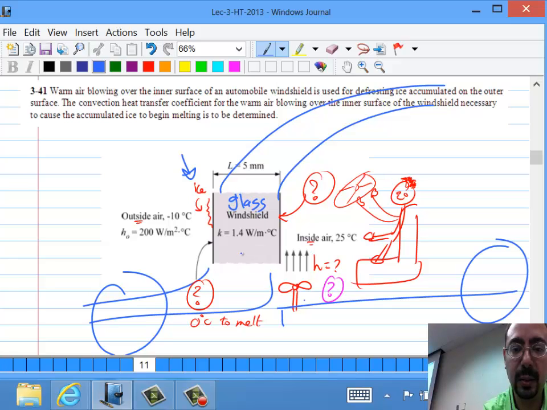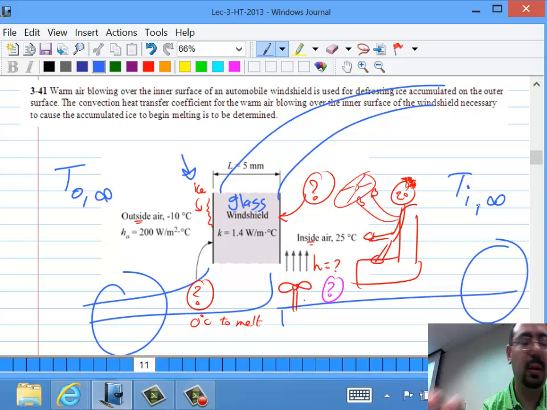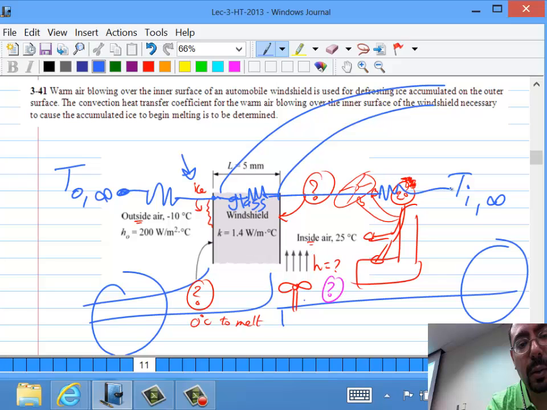And the air outside is minus 10. So this minus 10 is T infinity, on the convection side. Let's call it T out infinity as compared to T i infinity. So that's the inner temperature and the outer temperature. And there is, of course, convection over here, then conduction through the glass, and then convection again here. So convection on the outside, conduction through the glass, and convection on the inside.